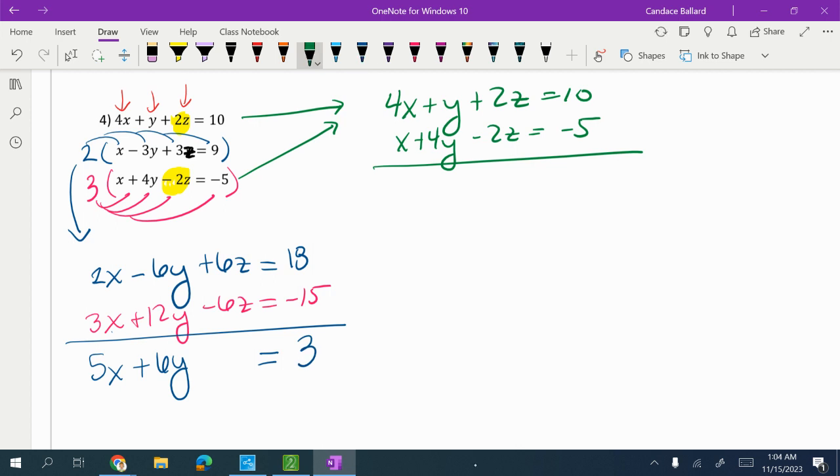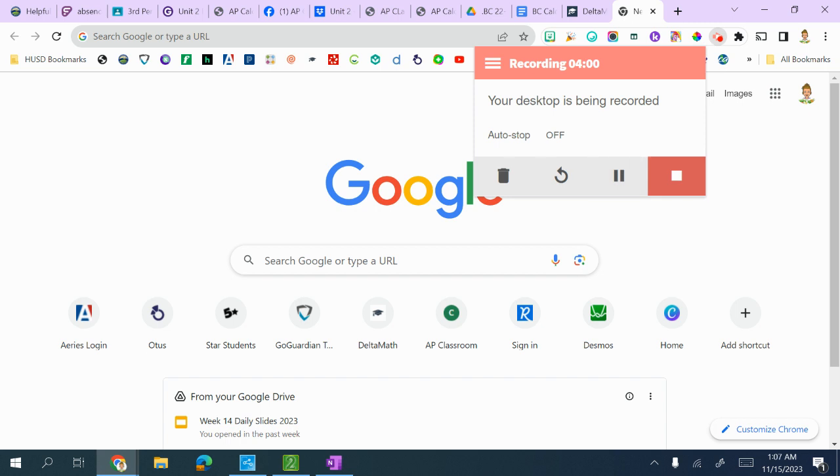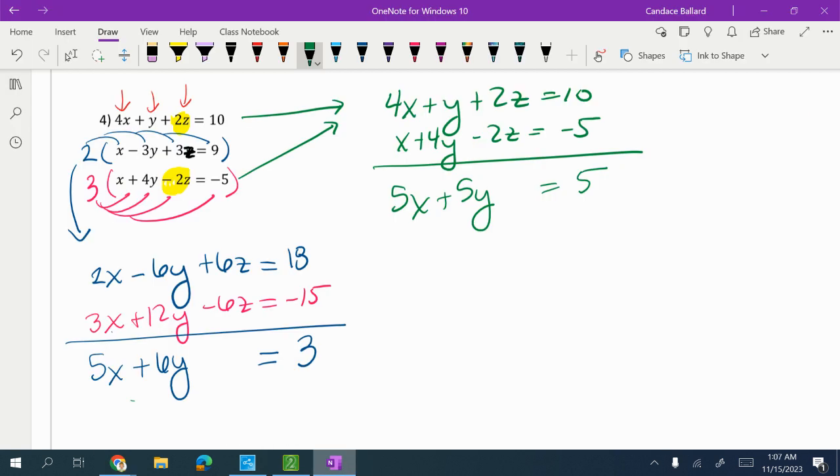I'm going to come over here to my green equations, and I'm going to eliminate. 4x plus x is 5x. 1y plus 4y is 5y. The z's cancel. And then 10 minus 5 is 5. Now I'm looking at what I have left. It looks like I got really lucky here. I'm noticing that I have the same coefficient, but it doesn't have opposite signs. So I'm going to use elimination again.